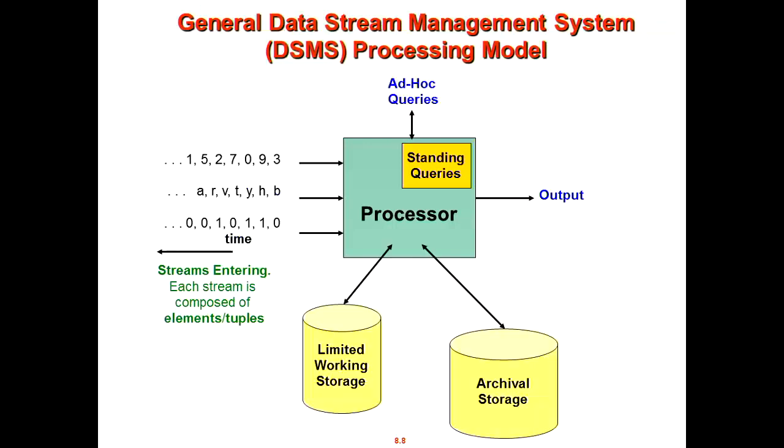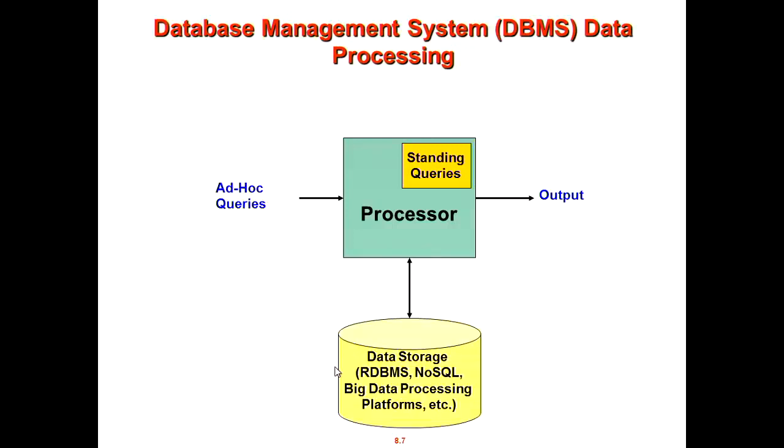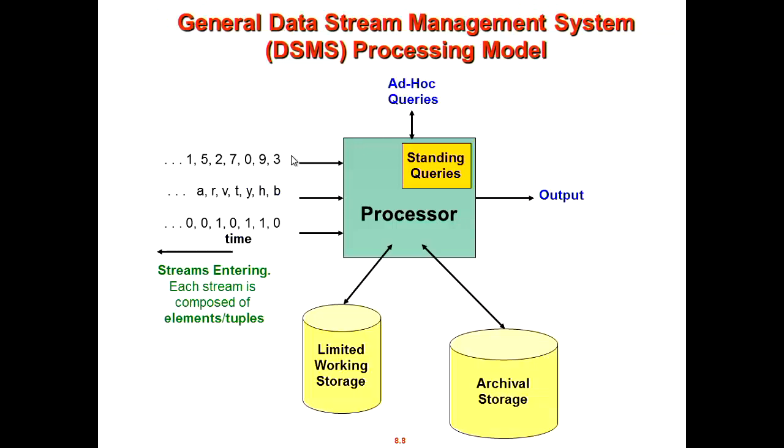But in a DSMS, a data stream management system, the architecture is totally different. The major difference is that the data is not static. In a DBMS, the data is already given to you. Sometimes it may be updated, but the update is not frequent, so you can do the update offline. But here, the data keeps coming to your DSMS system, and there are also many data sources. So the processor needs to receive queries, but also needs to receive the streaming data.